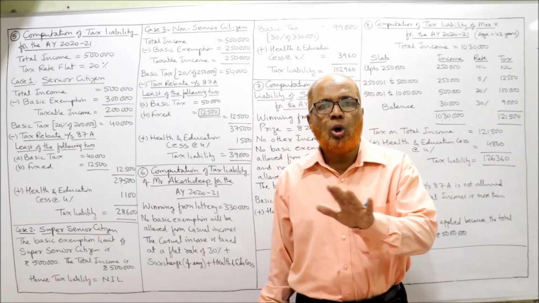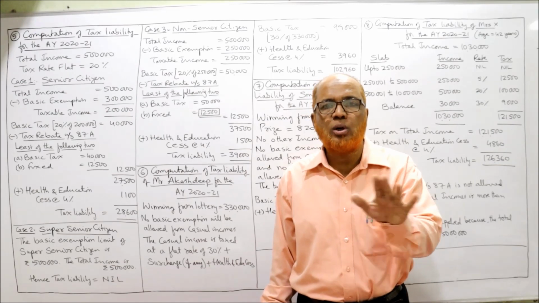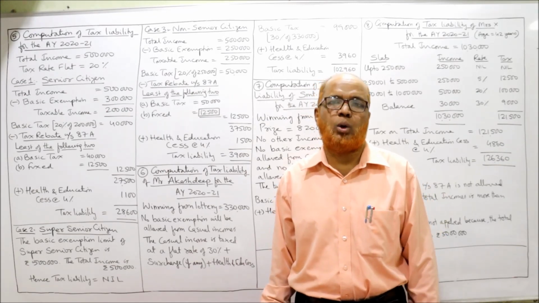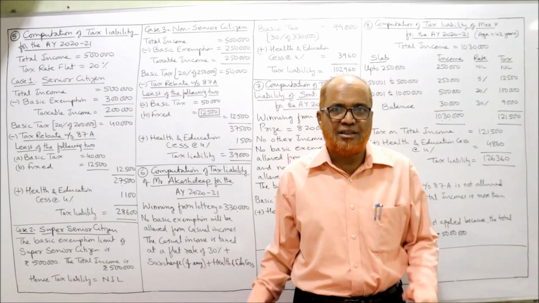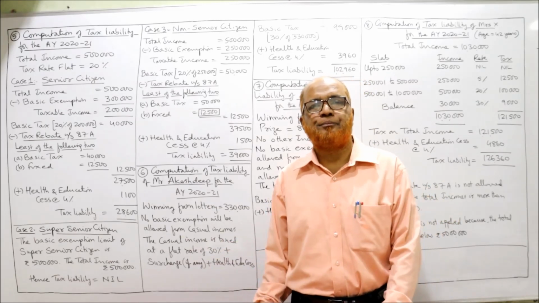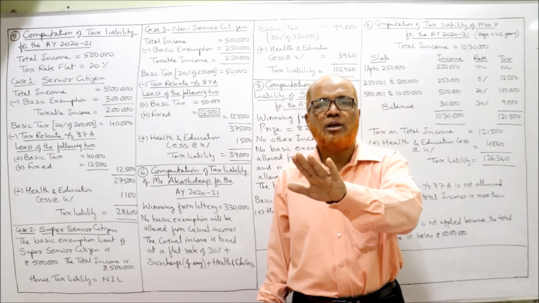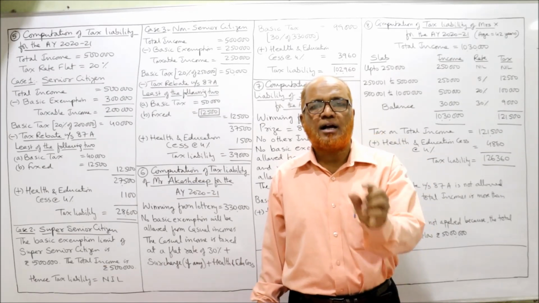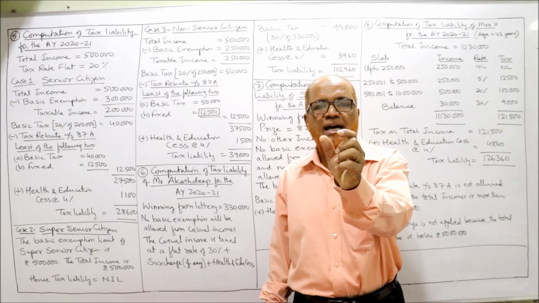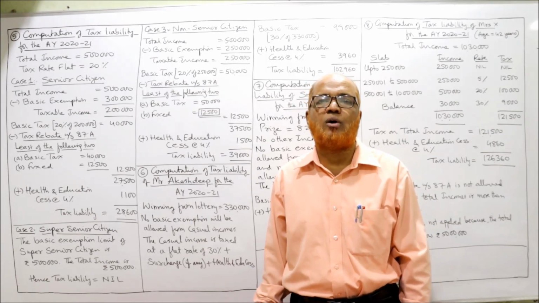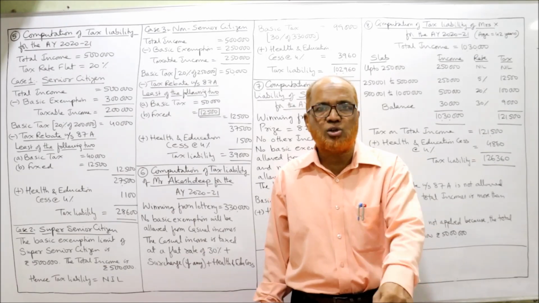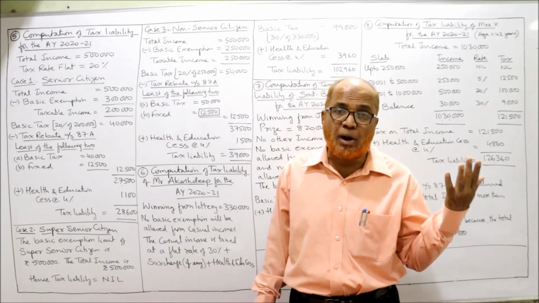30%. No basic exemption, no tax rebate will be allowed. Remember these points. These are the only provisions you have to remember. So for casual income, no basic exemption, no tax rebate. The complete casual income is taxable at a flat rate of 30%. It is not given in the problem. It is given in the provisions of the IT Act.